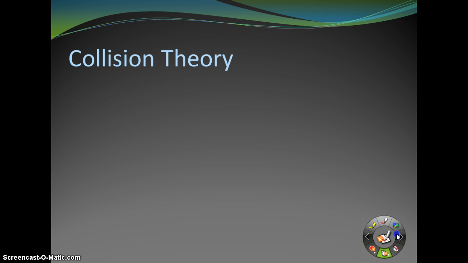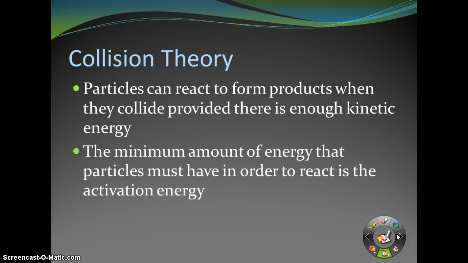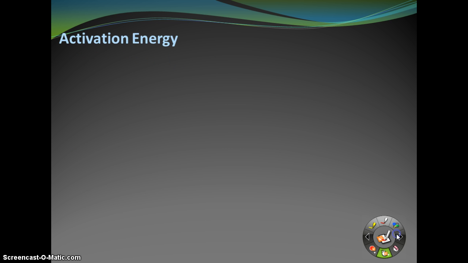So collision theory: particles can form products if there is enough kinetic energy when they collide. The minimum amount of energy that particles must have in order to react is called the activation energy. You're going to have two particles floating about in a solution. If there is enough energy when they run into each other, then you will get a product. If there is not enough energy, they're just going to bounce off of each other and continue about their random motion until enough energy is supplied, either through you providing heat or adding a catalyst.